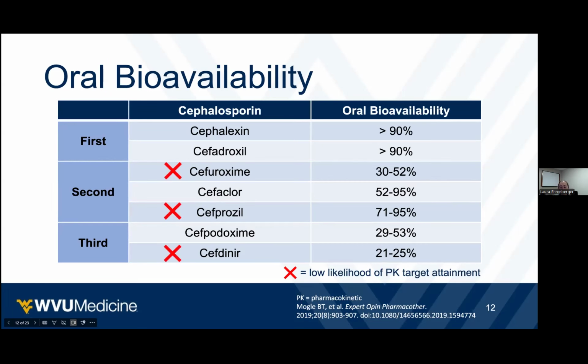And then whenever we look at the likelihood of pharmacokinetic target attainment, there are a few that have a relatively low likelihood of maintaining that pharmacokinetic target. So cefuroxime, cefprozil, and cefdinir are not preferred options because of this reason. So as you compare cefpodoxime to cefdinir, cefpodoxime would be the more preferred third generation cephalosporin just because it has an increased oral bioavailability and a higher likelihood of attaining that PK target.